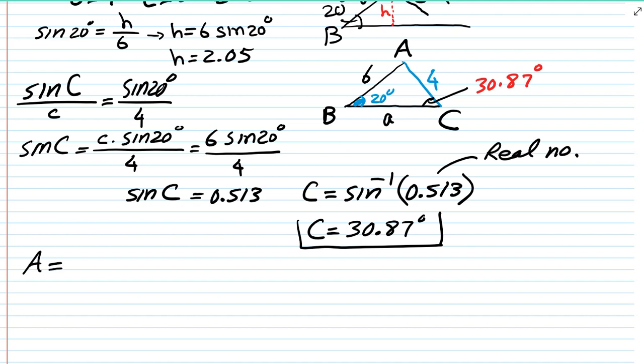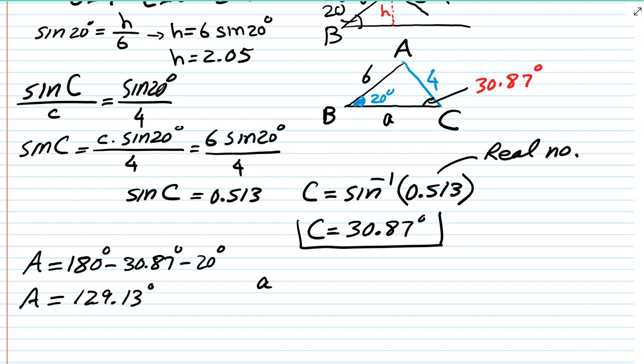So angle A is going to be 180 minus 30.87 minus 20. All right, and the measure of this angle is going to be 129.13 degrees. And all we've got to do is find little a, correct? Because we know B and C, we need to find A. So how are we going to find A?